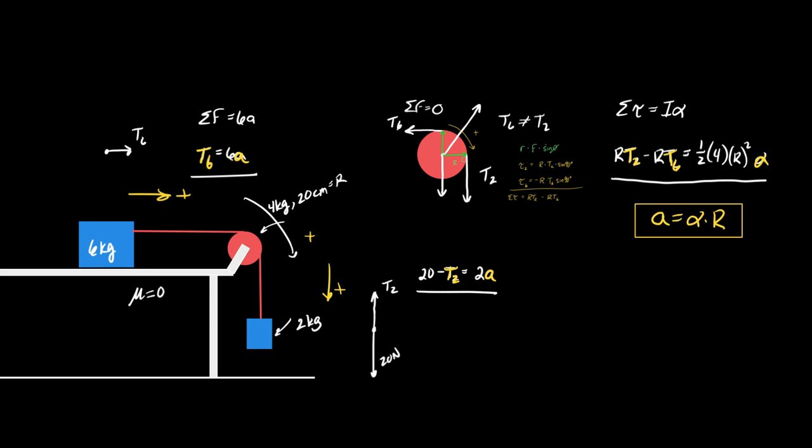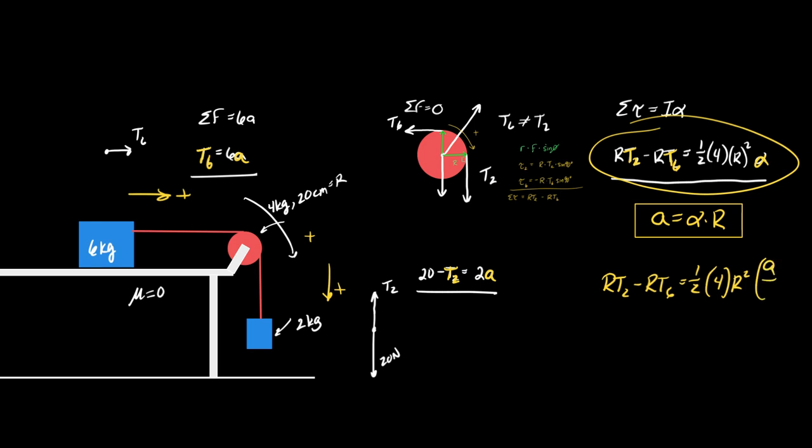If you can, it eliminates all the R's in this relationship. If you can, it makes the R not important. So let's see that it gets done. Let's watch. We're going to say R T2 minus R T6 equals 1/2 times 4 times R squared times a over R.